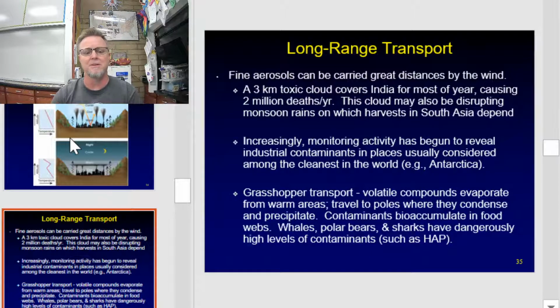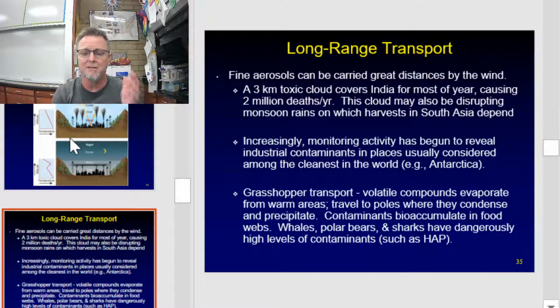Something else to consider when you think about pollution is that it can travel really, really long ways. Fine aerosols can be carried great distances by the wind. We talked a little while ago, in a different video, about the fact that the pollution produced here in the United States goes all the way around the world in 2 weeks.